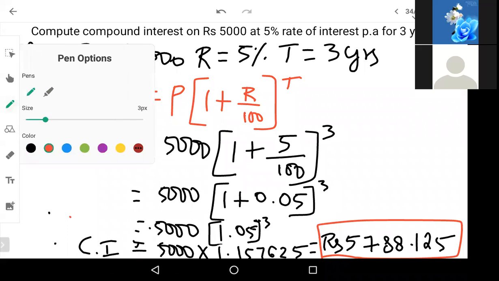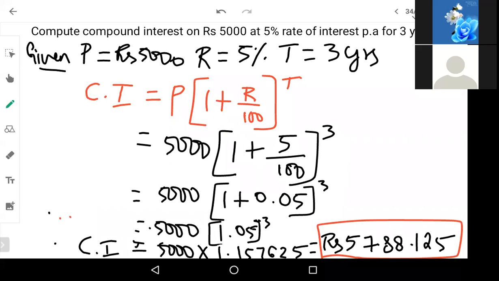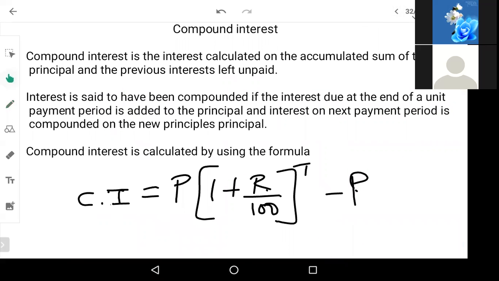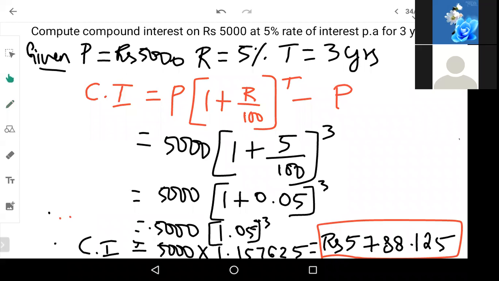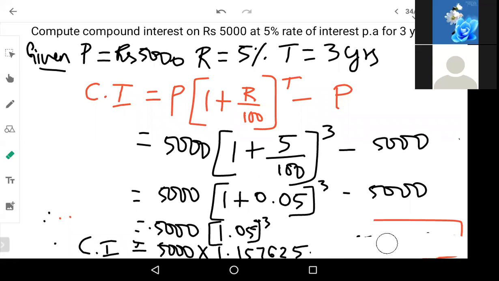Now if you see the formula, if we want compound interest, we have to subtract the principal. So if you want compound interest, you have to subtract the principal, correct? So let us do that part also. In every case, we are supposed to minus 5000. Okay, let me take the answer to the next page. Probably that will be better. Minus 5000.